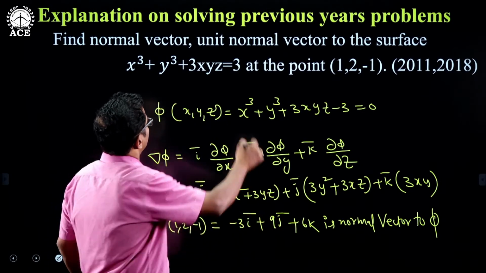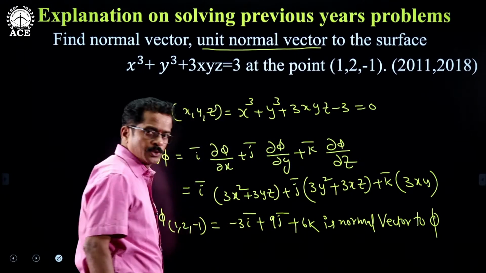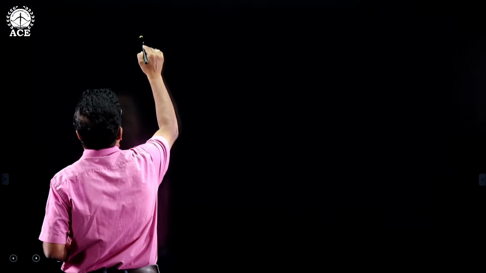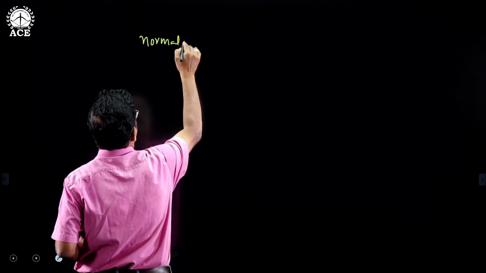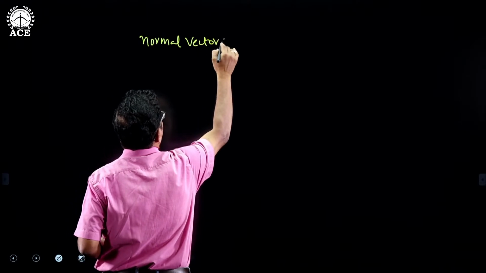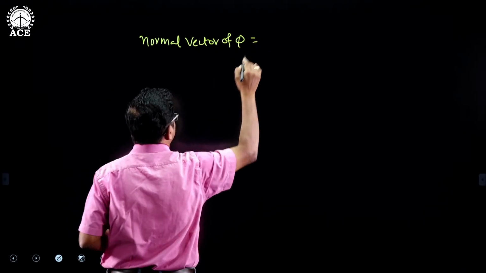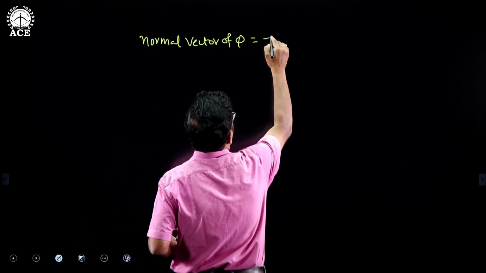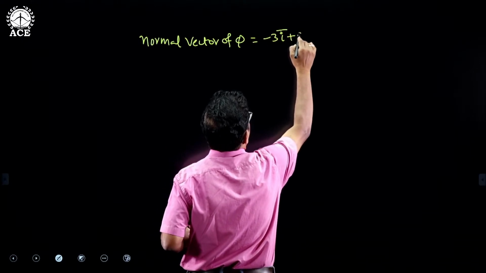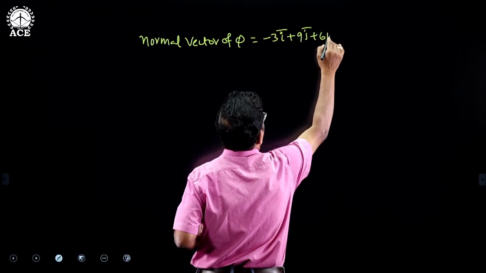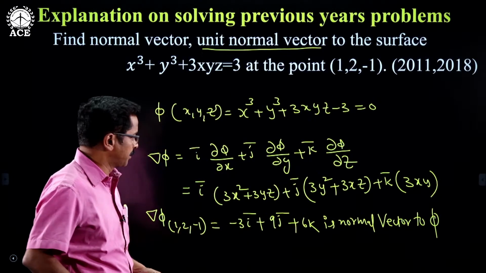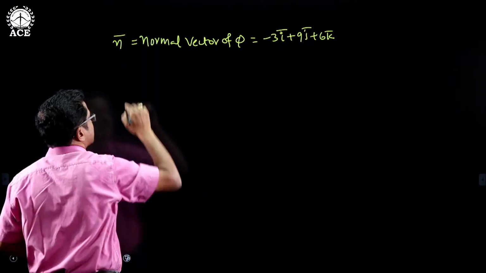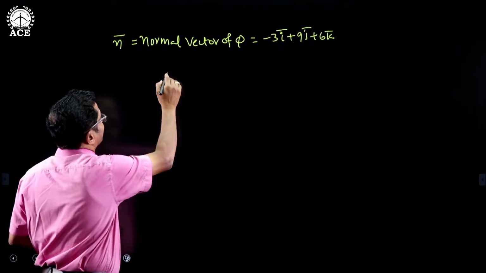But it is also asking for the unit normal vector. So the unit normal vector, meaning the normal vector, what you got: normal vector equals minus 3i bar plus 9j bar plus 6k bar. Now I am evaluating the unit normal vector, which we can represent by n bar.